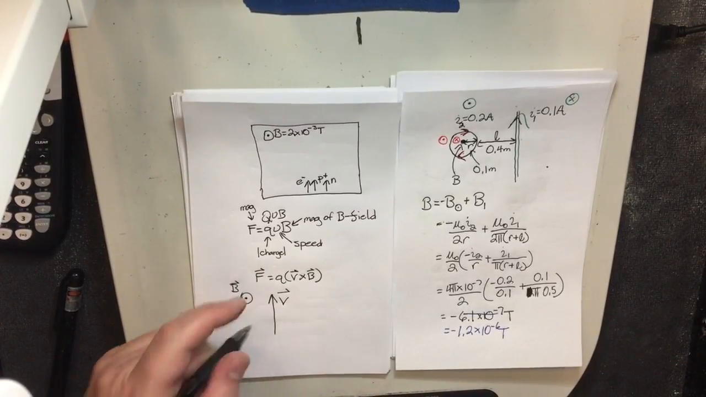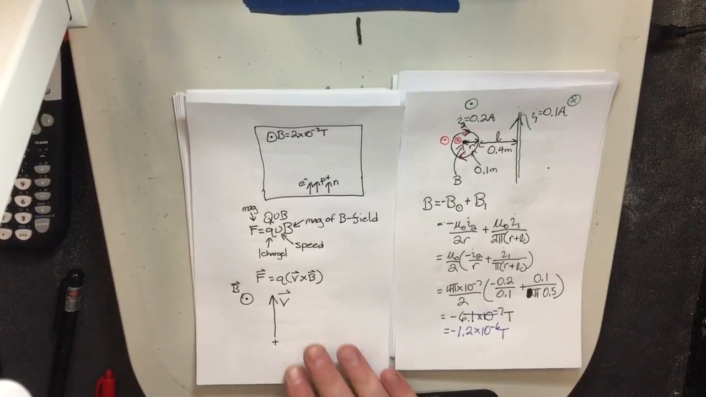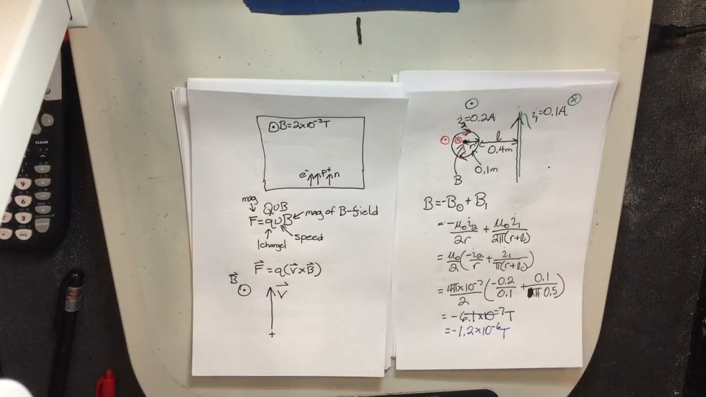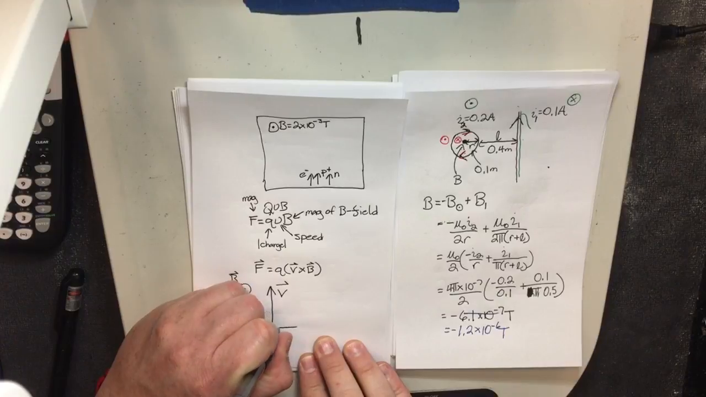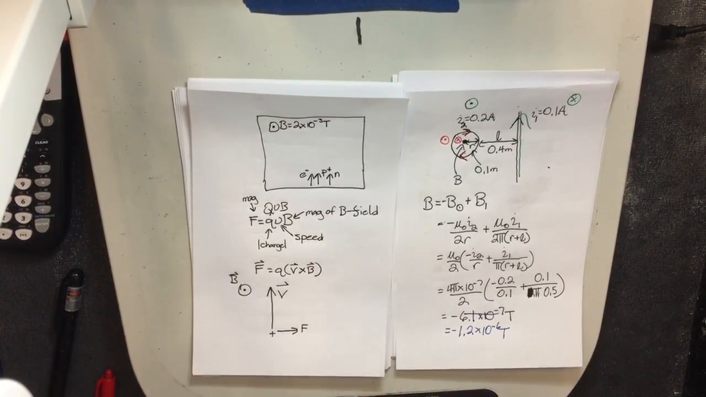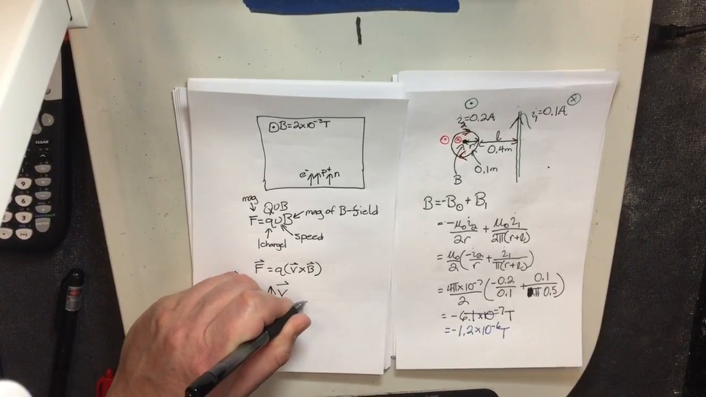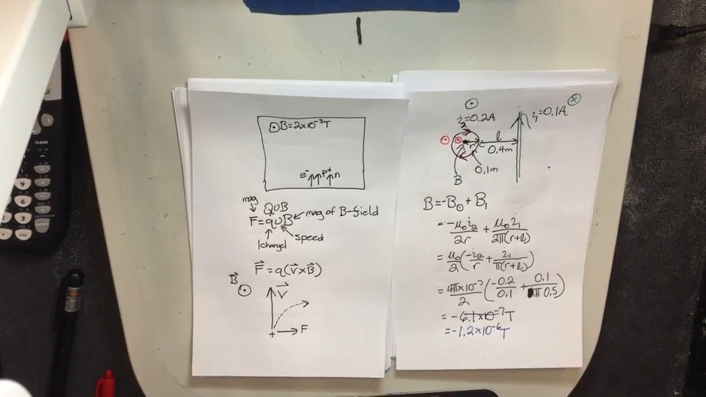So a positive particle is moving up the page towards the ceiling. V is towards the ceiling. B is out of the page, so V cross B means that the force on that particle is that way. And what happens is the positive charge just kind of banks right and goes into a circular motion.